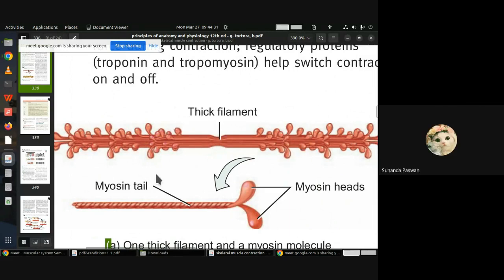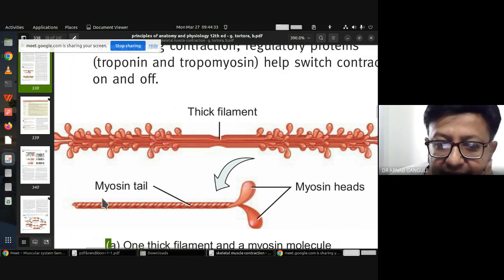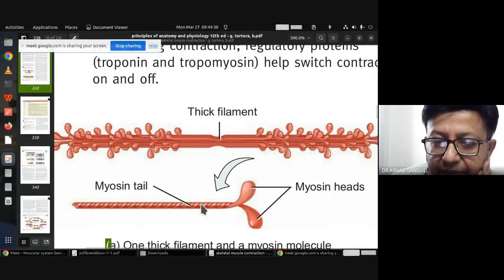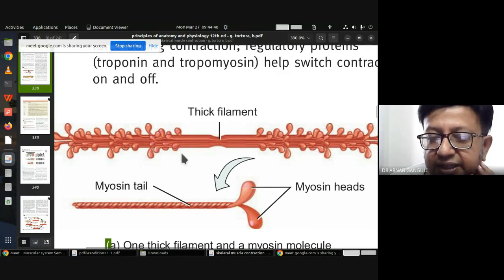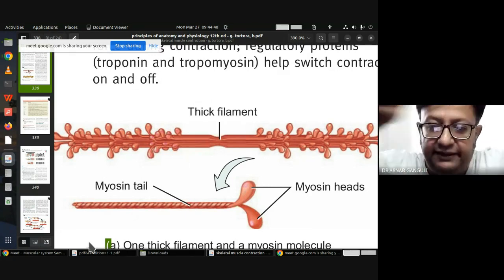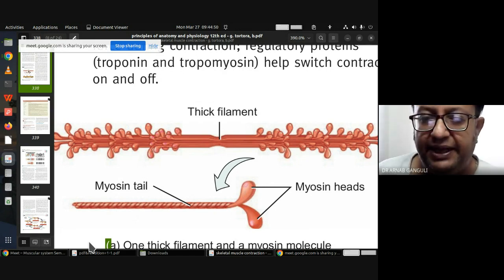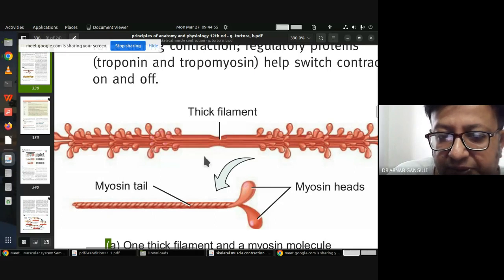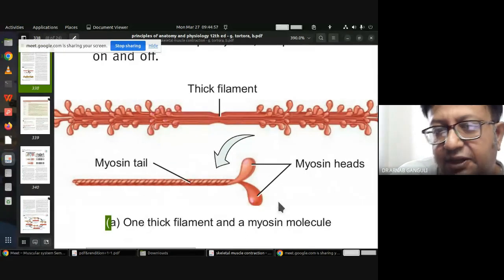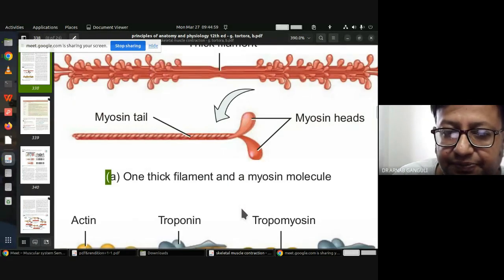So you are seeing the thick filaments. And that is made up of proteins known as myosin. Myosin has got two heads and a tail. All these are arranged one after the other, forming a bundle. It forms a myosin molecule, and a thick filament is formed. One thick filament of myosin molecules.